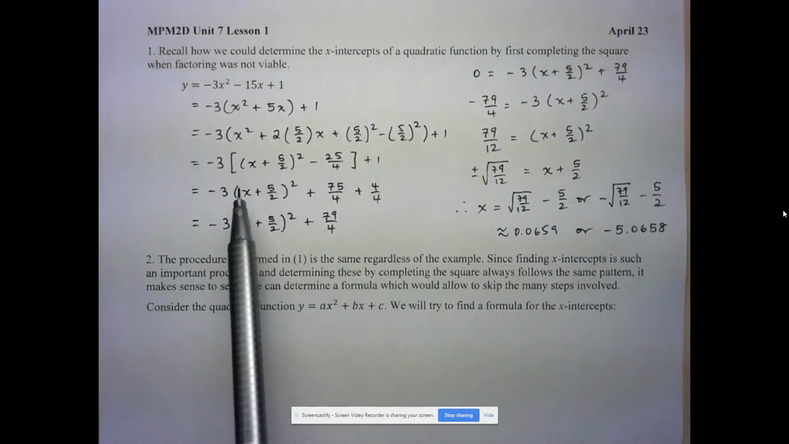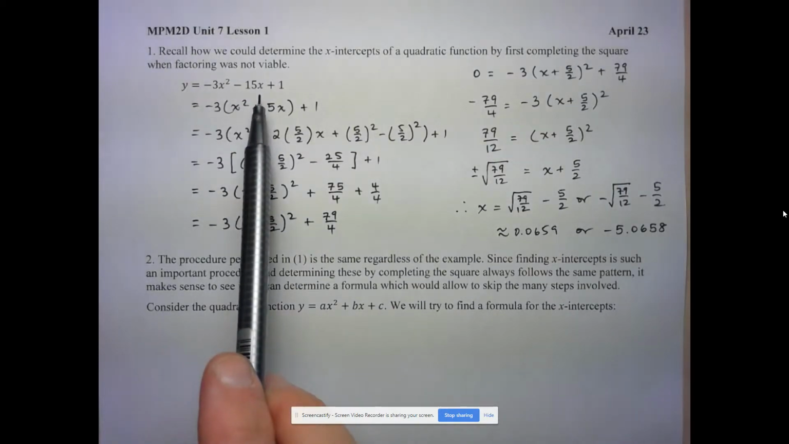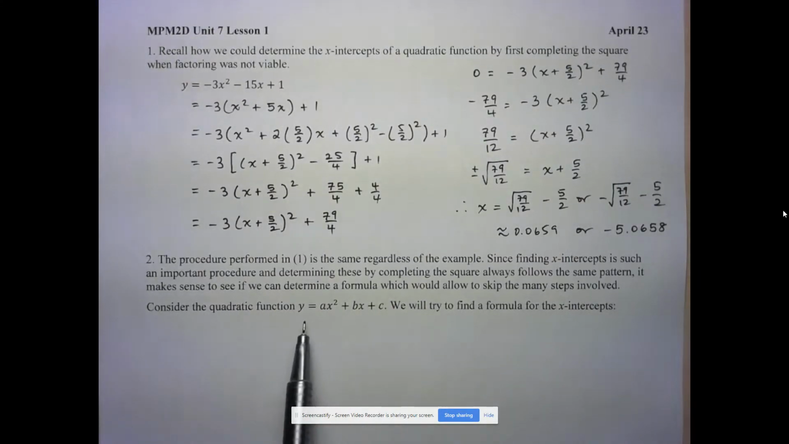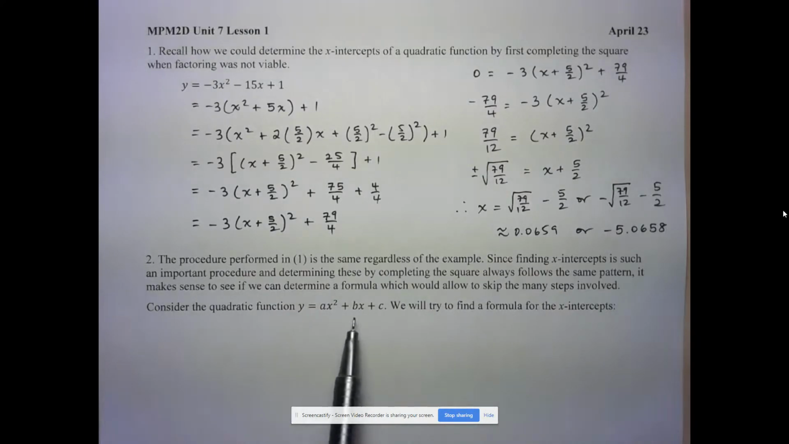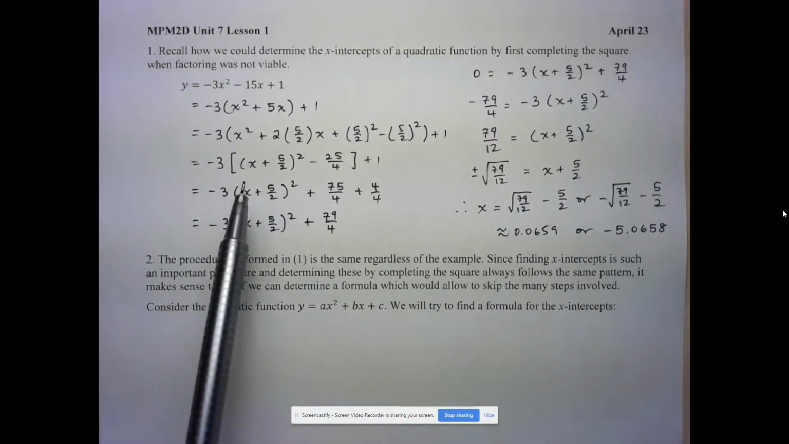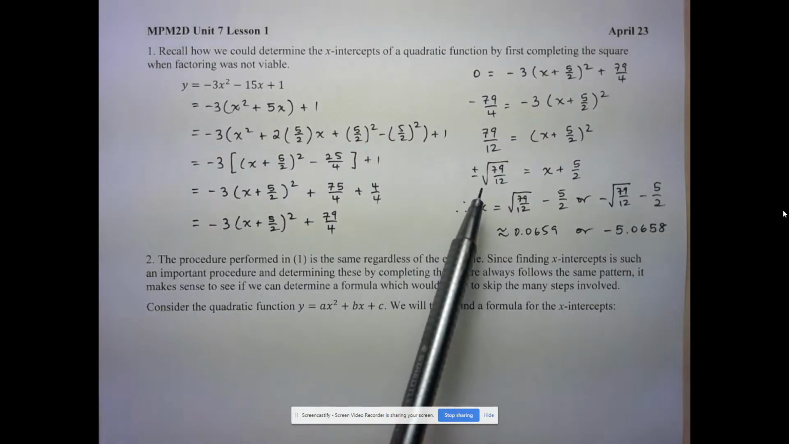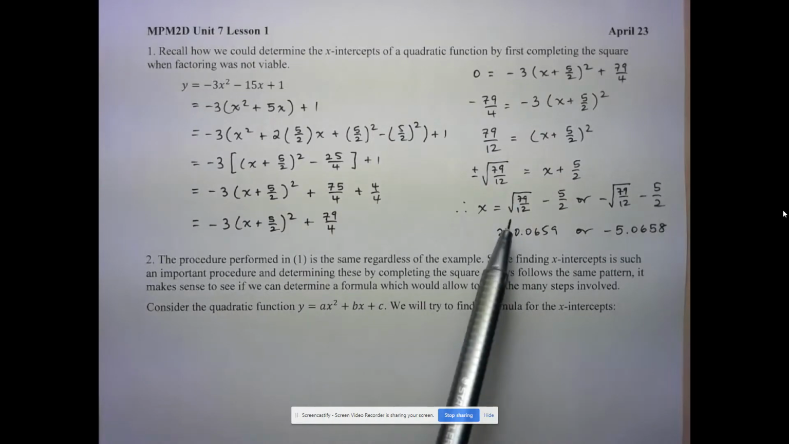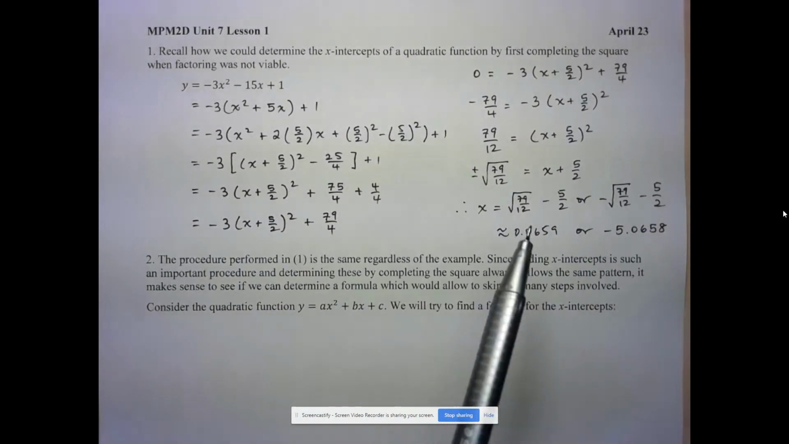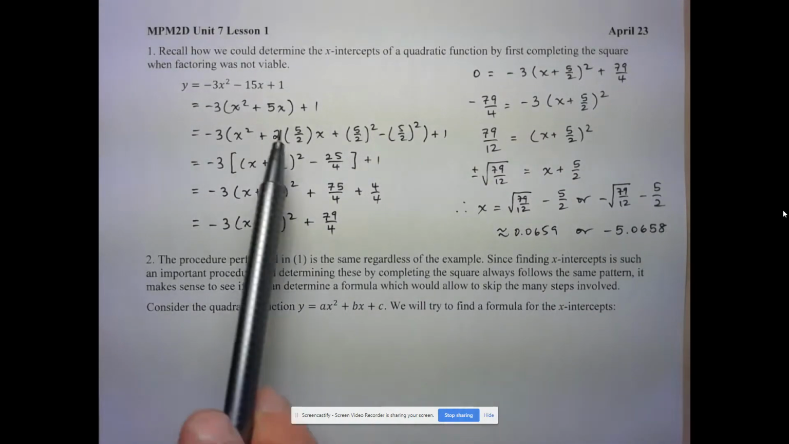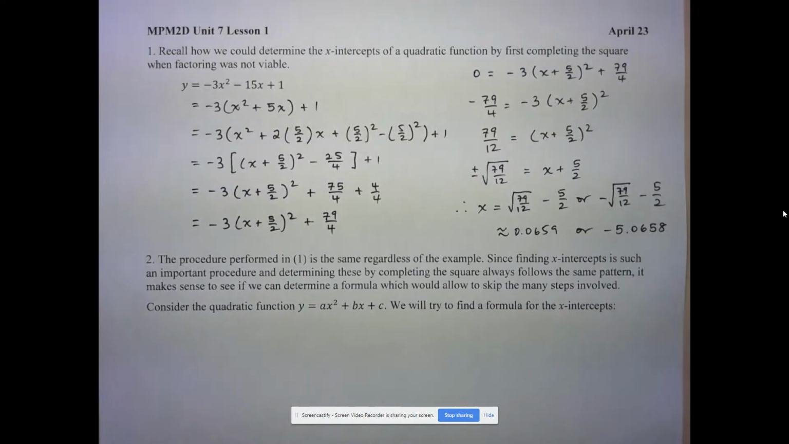So instead of starting with a specific example, we're going to start with the most general quadratic function in standard form, ax squared plus bx plus c, and see if we can follow these exact steps all the way through and actually find a formula for these x-intercepts, so we can just get them using that formula instead of having to go through the steps. So that's our goal here.